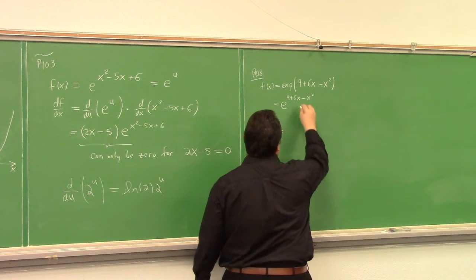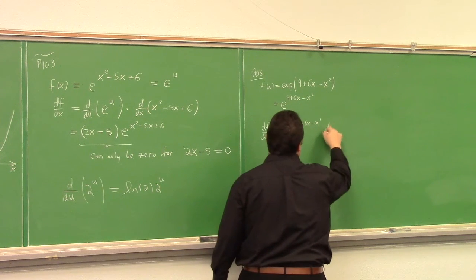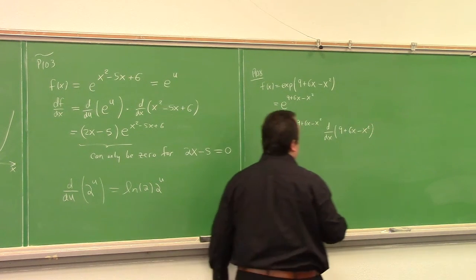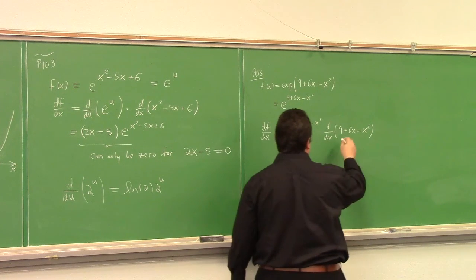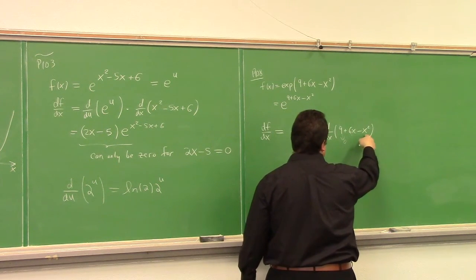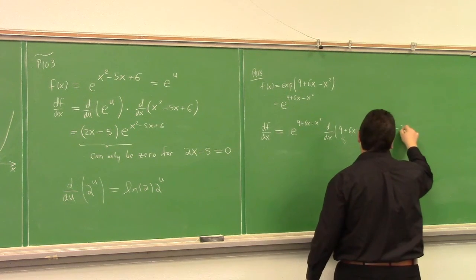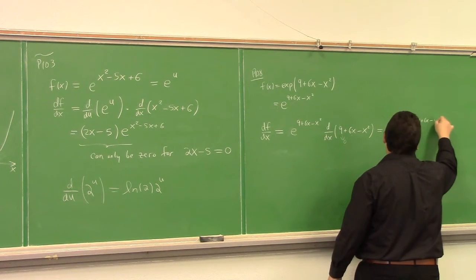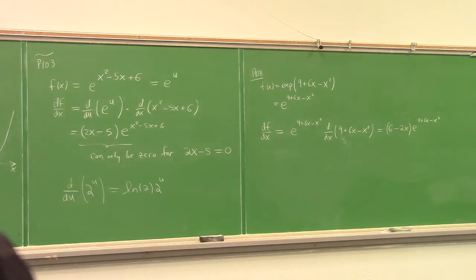Yeah, chain rule again. That's e to the 9 plus 6x minus x squared times the derivative of the inside function. The 9 differentiates to 0, the 6x differentiates to 6, and so we have 6 minus 2x times e to the 9 plus 6x minus x squared. I think I should have called it u. It would have saved us a bunch of writing. But anyway.